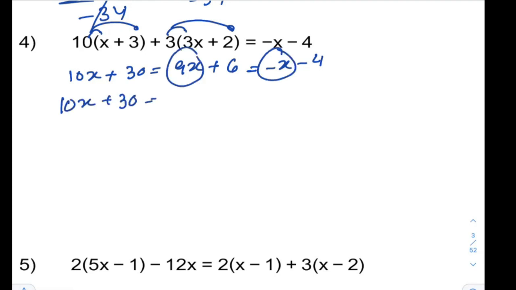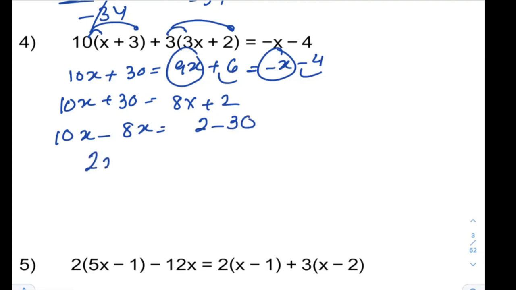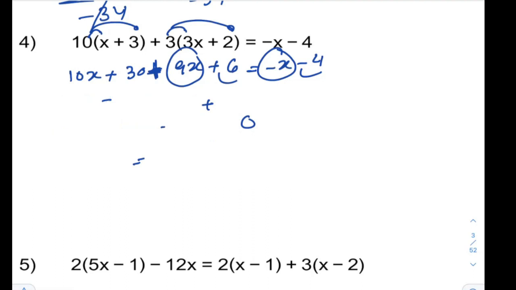Nine x minus x, 8x, 6 minus 4 plus 2. So we have 10x minus 8x is 2 minus 30. So 2x is negative 28. Right or wrong? There is something wrong here. 10x plus 30, 9 plus, oh sorry, this is plus. Yes, there is something wrong. Okay, let's repeat. I forgot.